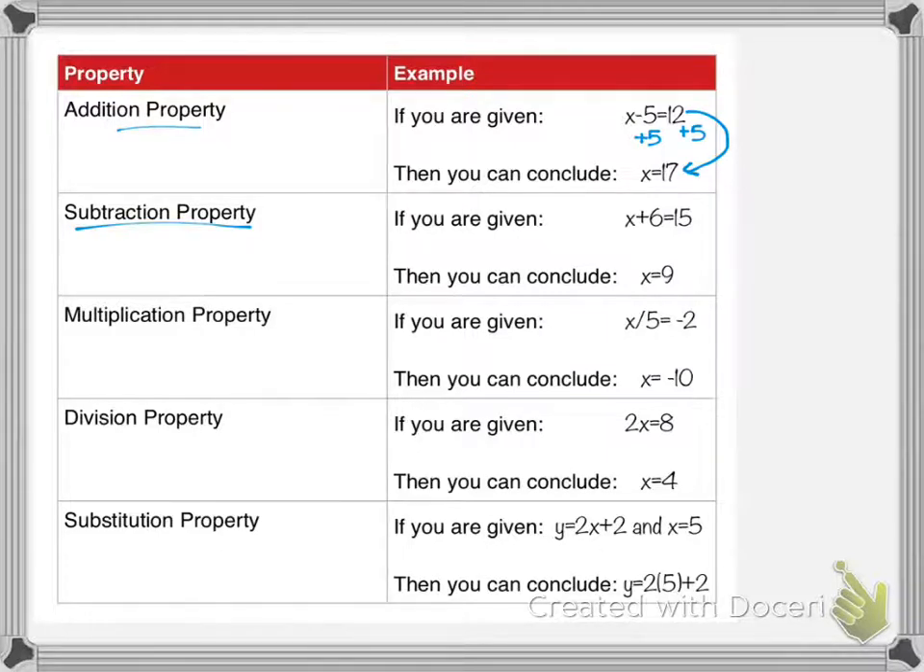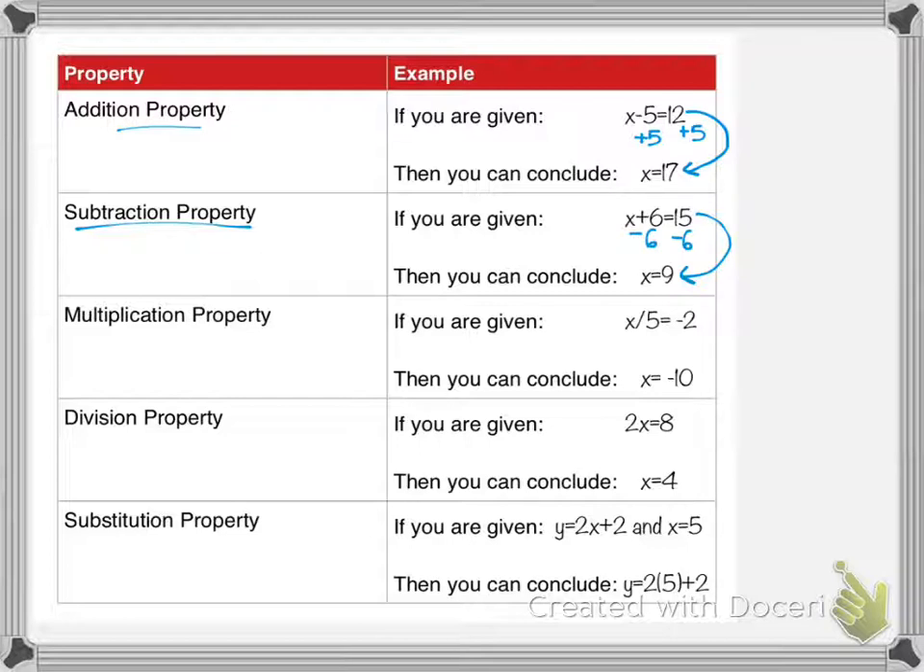Okay, they added 5. Next is the subtraction property. If we are given x plus 6 equals 15, we can conclude that x equals 9. So what do we do here? We subtracted 6 from each side. So since we're subtracting something, the property we used is subtraction property.